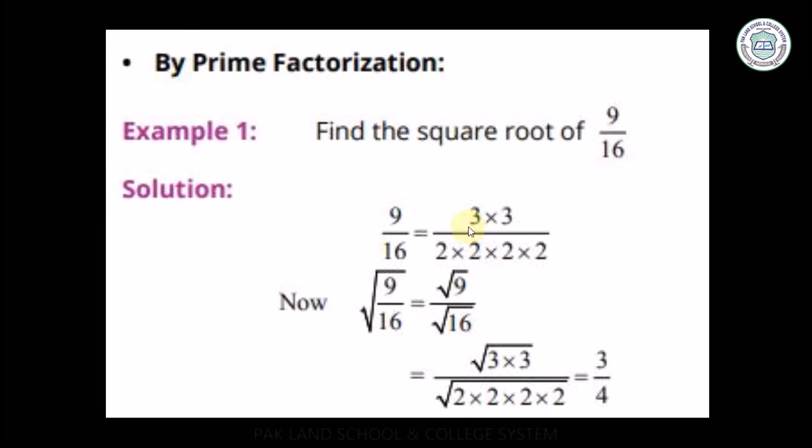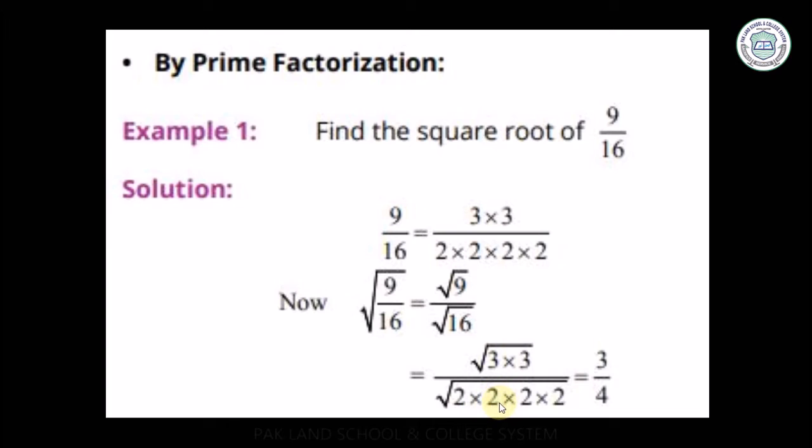9's prime factors are 3 multiply 3, and 16's prime factors are 2 multiply 2 multiply 2 multiply 2. So under root 9 divided by under root 16, apply the square root on it and then separate the square root. Under root 9 divided by under root 16, now 9 is equal to 3 multiply 3, take the under root of it.